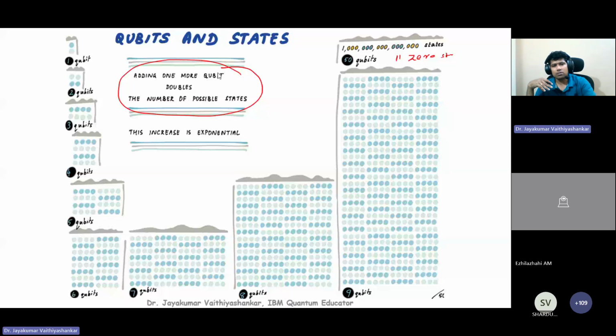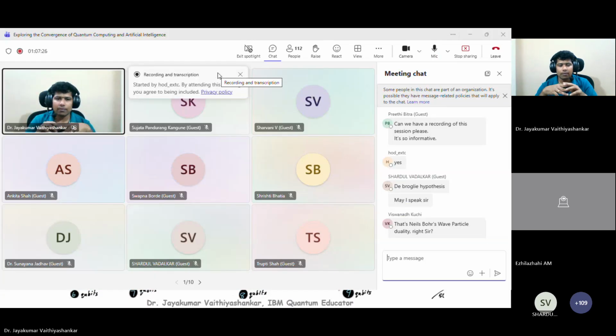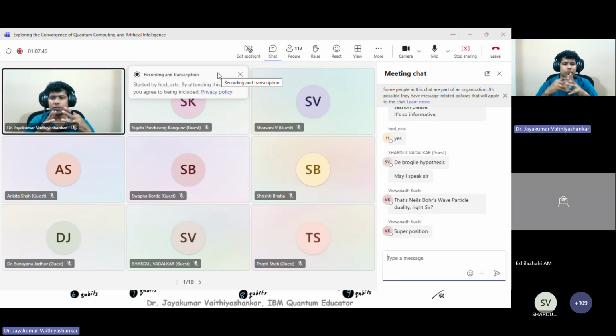Please put it in the chat box. Yes, please put it in the chat box. So where did we cover this topic? Adding one qubit will double the number of possible states. Superposition, okay. Previous slide. For a clue, that is the first topic we covered. First slide.